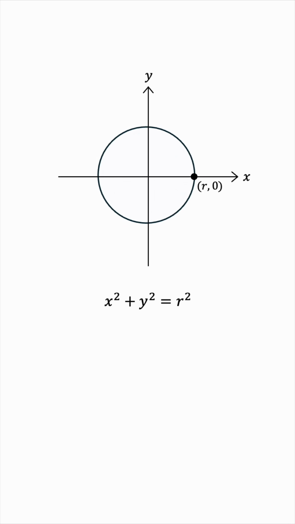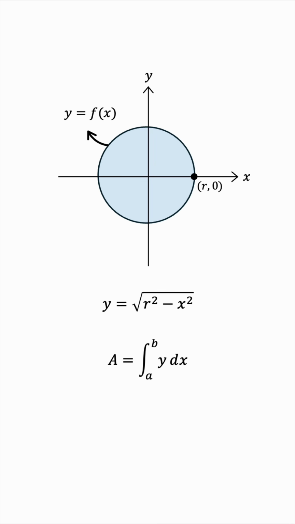We want to find the area of this circle, and what better tool to use than integration? But to do that, we need to express this curve as a function, y equals f of x, so that we can then go and integrate y dx to find the area. To find y in terms of x, we'll take x squared to the other side, and then take the square root of both sides. Don't forget the plus or minus, of course. The positive square root represents the upper semicircle, and the negative square root represents the lower half.